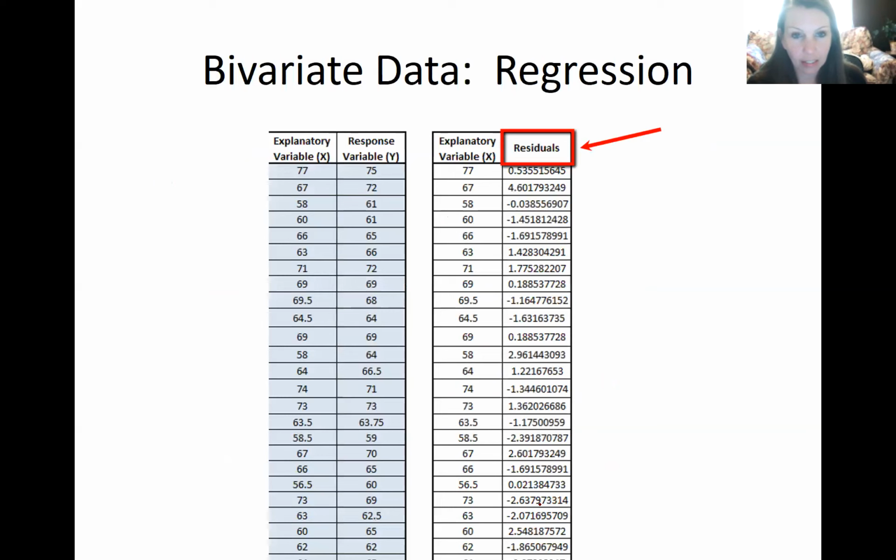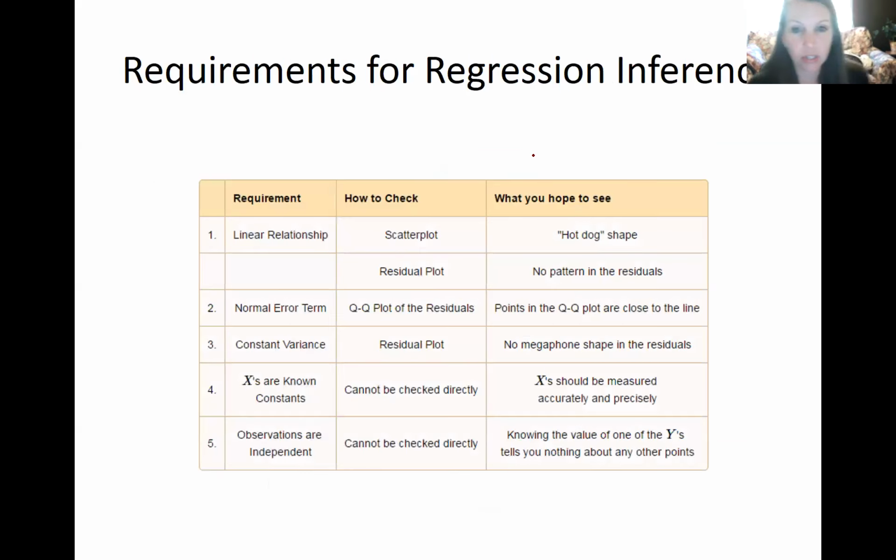And Excel, again, just by pasting that data in there, is going to calculate all of the residuals for you. Here's the data, and then there are 2 columns right next to the data, one that has the explanatory variable, and the other one that shows the residuals. We basically use the residuals to help us check our requirements for regression inference.